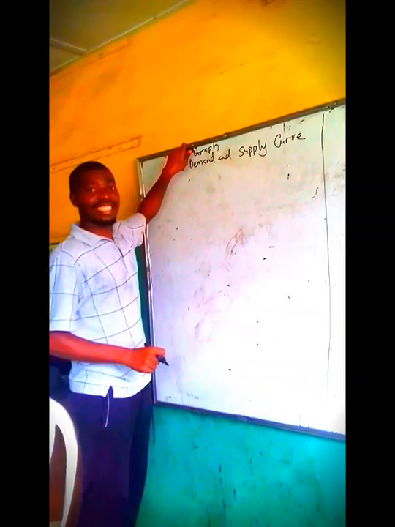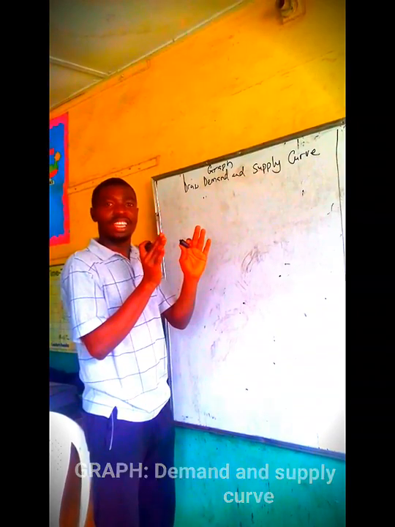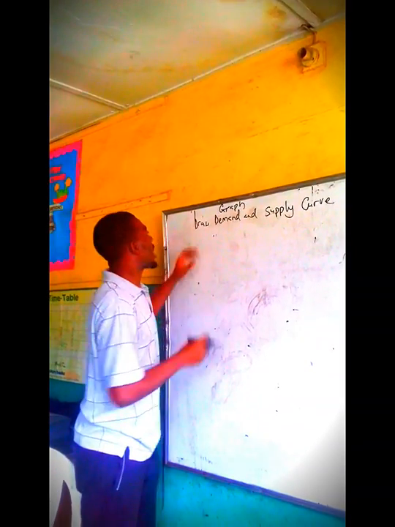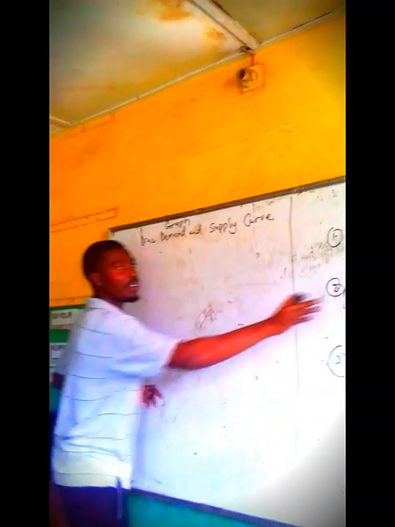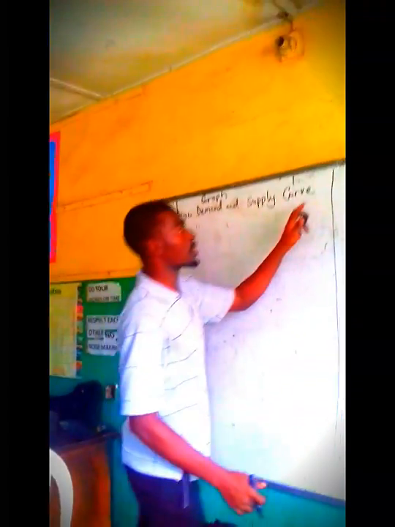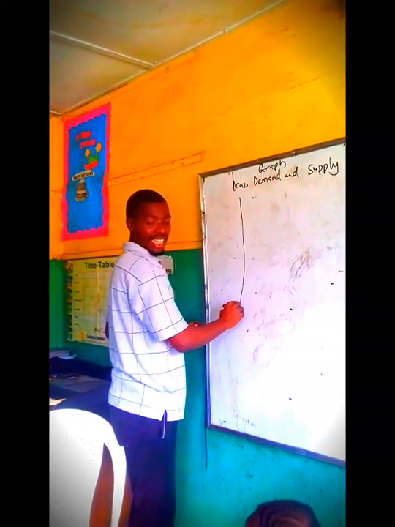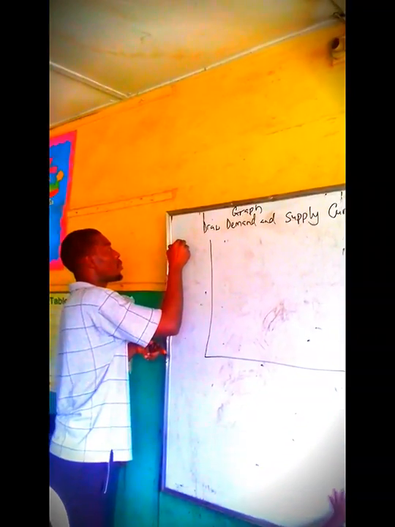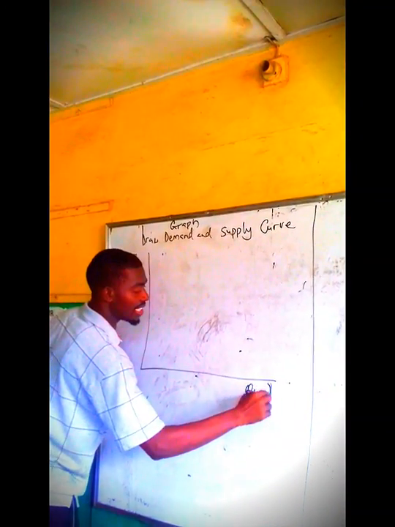Graph. That is the second part. The graph shows the graphical illustration of the relationship between two variables. In this case, we are asked to draw the demand and supply curves from this table. First, draw the demand curve. You have the vertical line and the horizontal line. For the vertical line, you have the variable price, while for the horizontal line, you have quantity demanded.